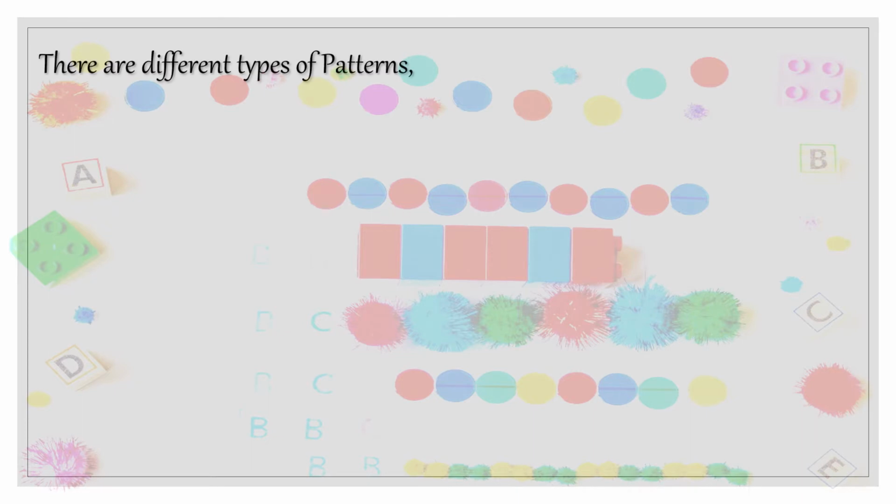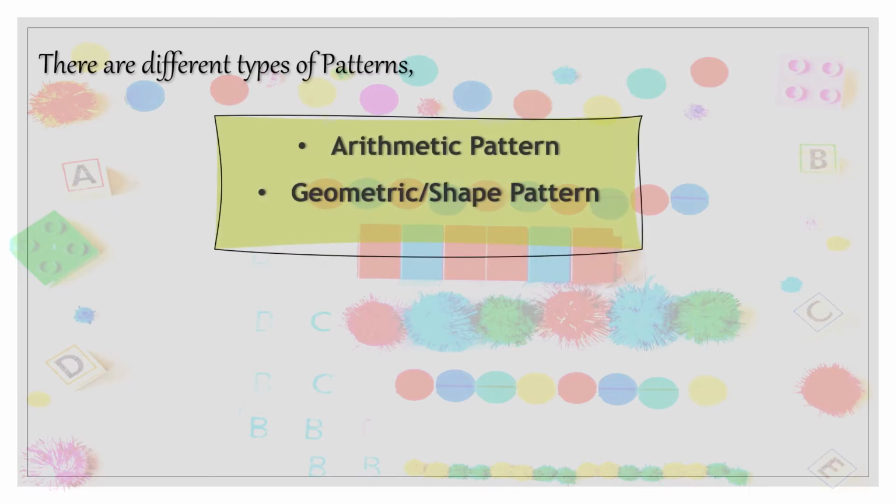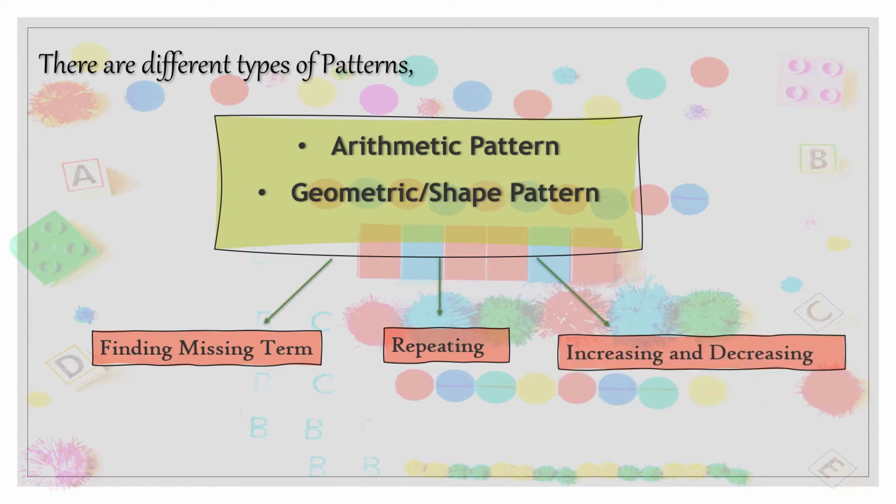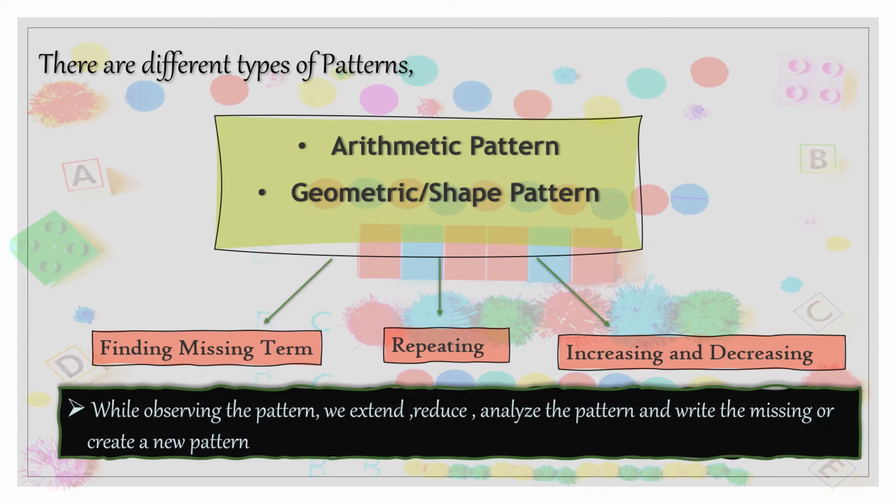There are different types of patterns. There could be increasing pattern, decreasing pattern, repeating patterns, patterns in the form of numbers, designs or shapes. Shapes can be geometrical shapes. While observing the pattern, we extend, reduce, analyze the pattern and write the missing or create a new pattern.